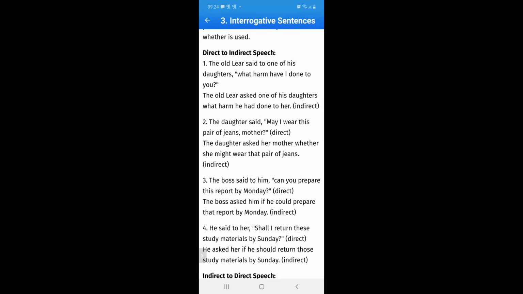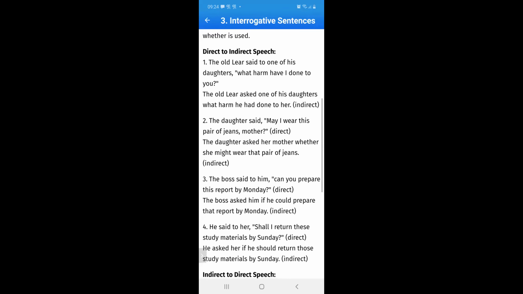Students, the old leader said to one of his daughters, "What harm have I done to you?" Indirect speech: the old leader asked one of his daughters what harm he had done.